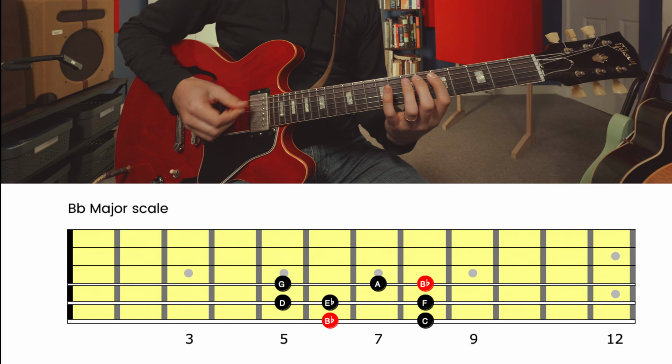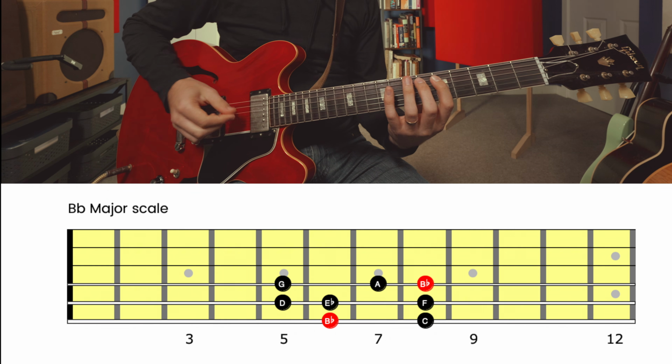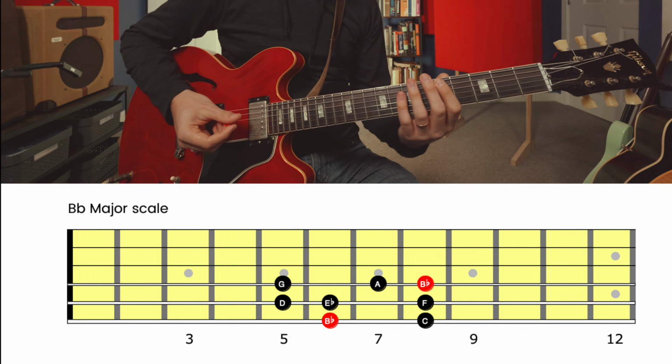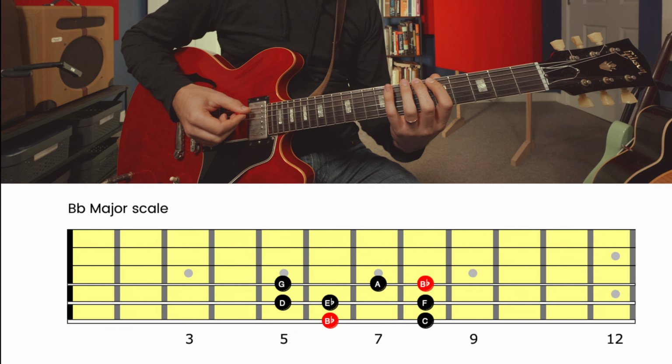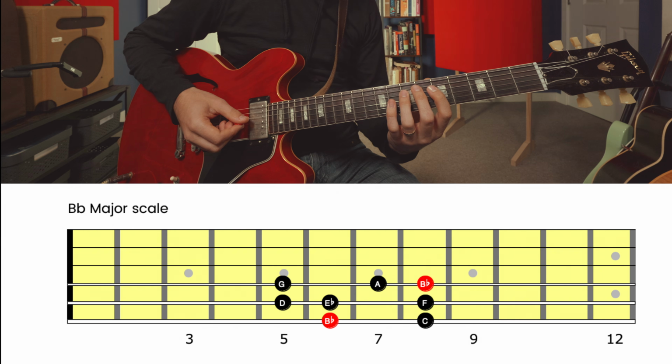So if we took a B flat major scale, which in a key signature would have two flats, right? So if you're looking at the circle of fifths, there it is. You've got two flats for the key of B flat. And the notes that we have in that key are B flat, C, D, E flat, F, G, A, back to B flat. So the flats in this key are B flat and E flat.